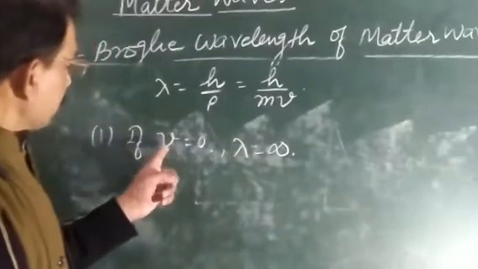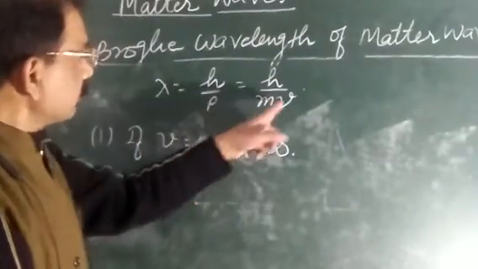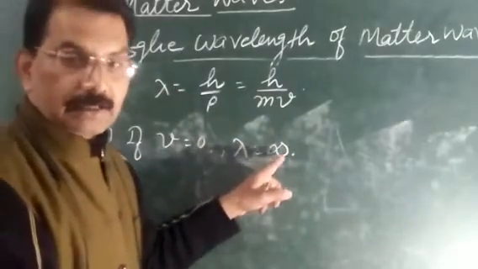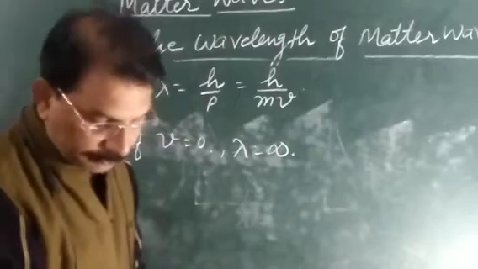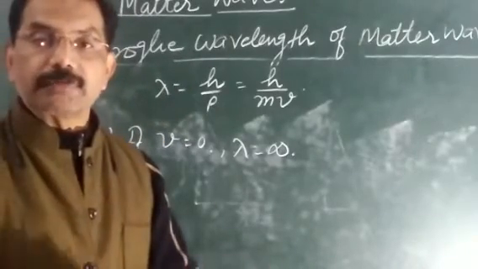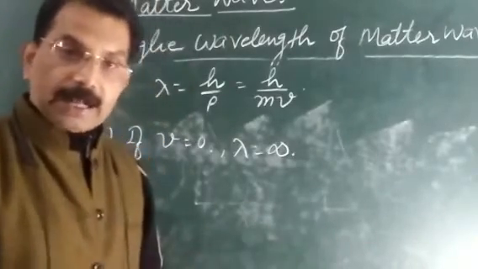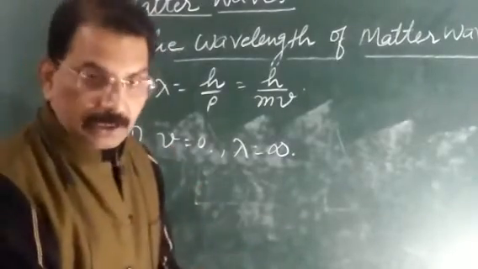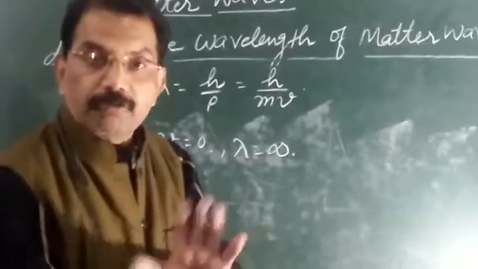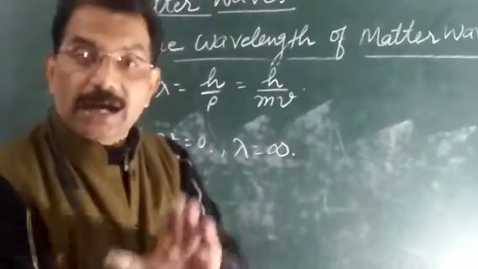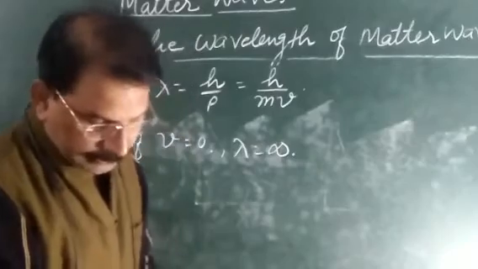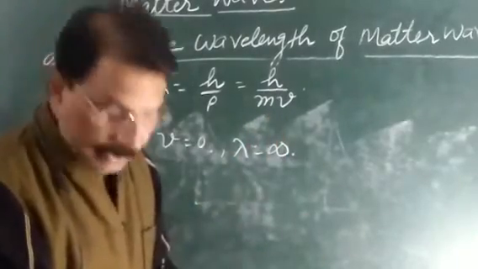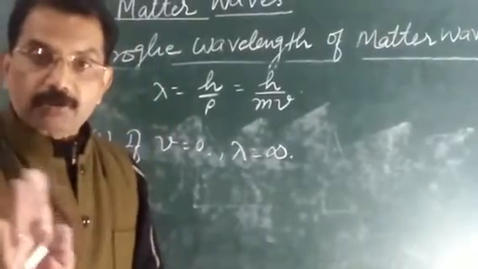So once again I would like to discuss this. When v is equal to 0, if the particle is at rest, then lambda is equal to infinite. It means the waves are associated with moving particles only. And second, the de Broglie wavelength does not depend on whether the moving particle is charged or uncharged. It means that matter waves or de Broglie waves are not electromagnetic in nature.